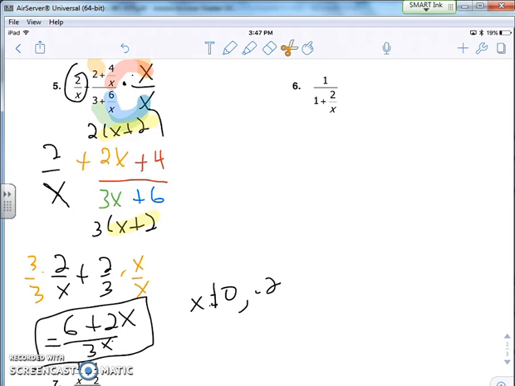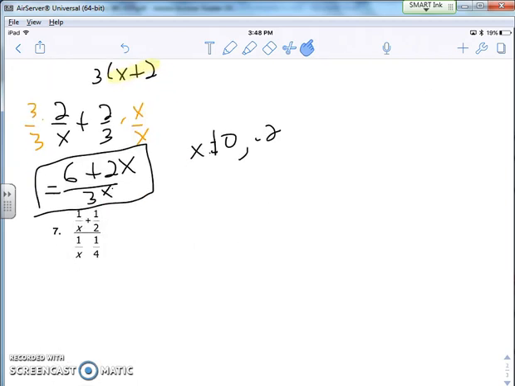Okay. So moving on, number 6. Pretty straightforward. There's only one fraction in that. So the LCD is that single denominator. Multiply top and bottom by x. You should get x over x plus 2. And we know x cannot be 0 or -2. Alright, that's pretty straightforward. Let's go ahead and move on to 7.